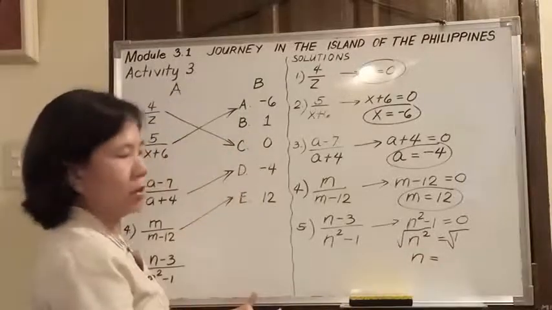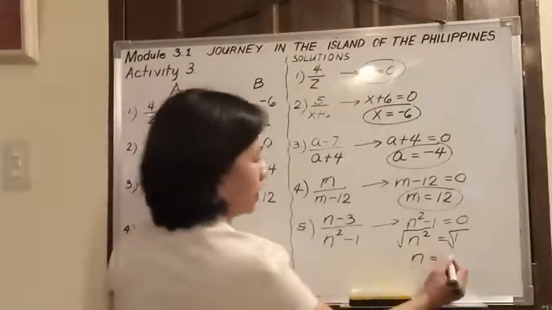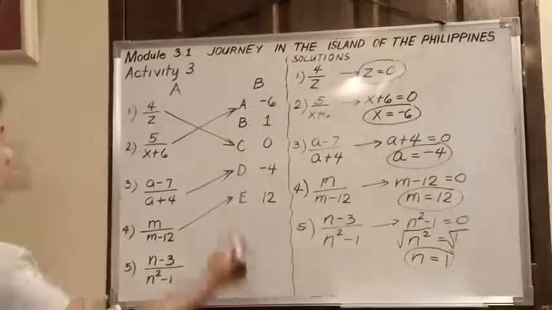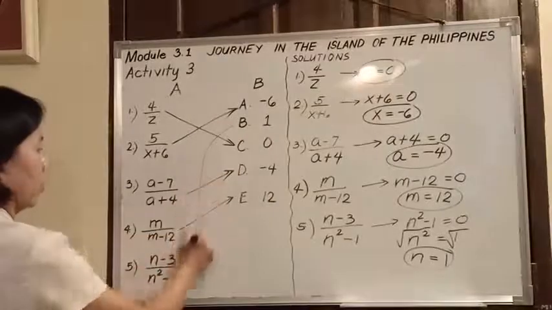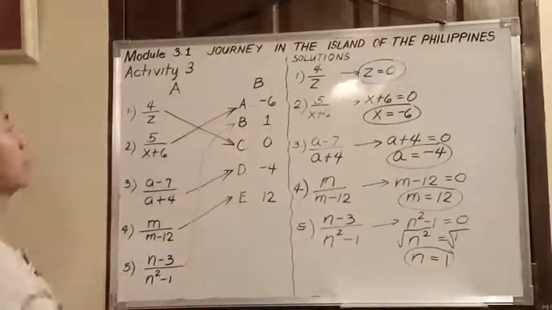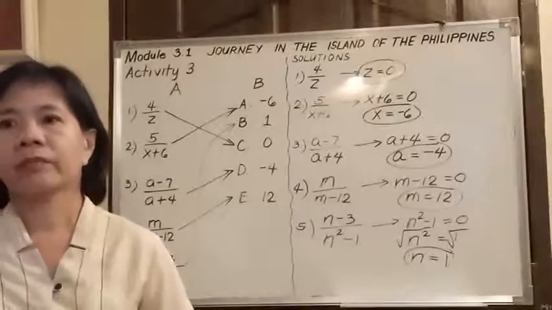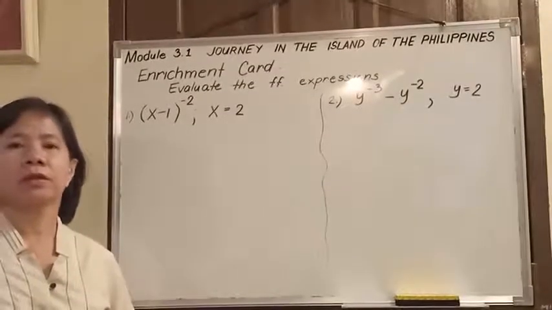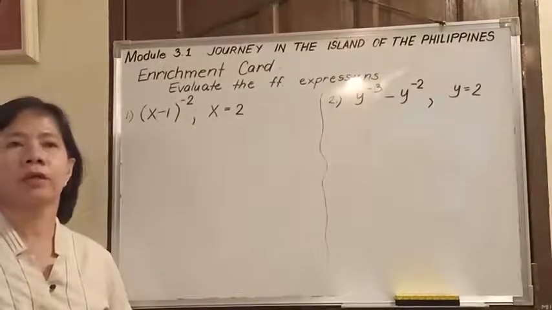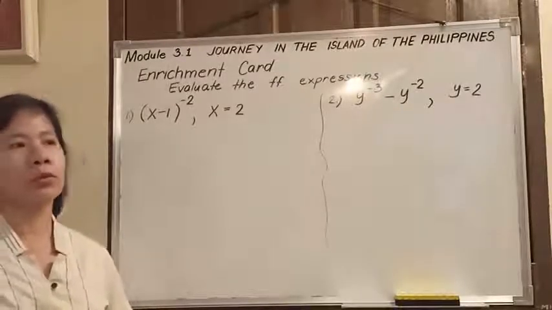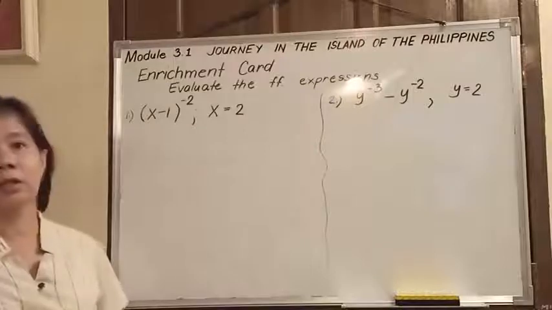The square root of n squared is n. The square root of 1 is also 1. So for number 5, we have positive 1. And that is letter B. And this is activity 3. Okay, for the assessment card, that is only multiple choice. So let's proceed to the enrichment card.